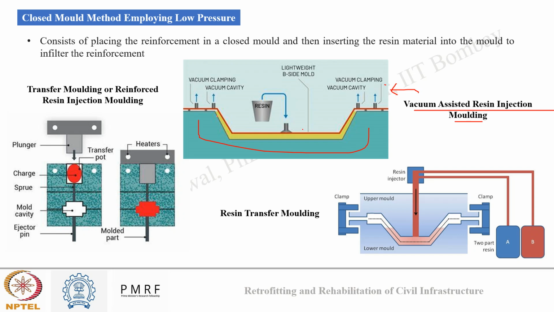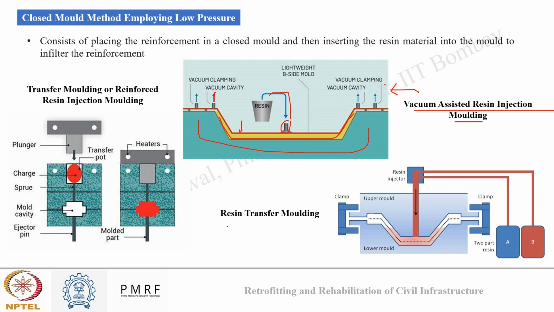My reinforcement or my fibers were placed here and my resin was injected through this hole, and from the side vacuum was created such that all my air will be sucked out and this will compress and it will take the form of a laminate. So this is vacuum assisted resin injection molding.